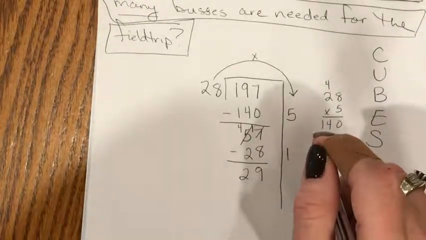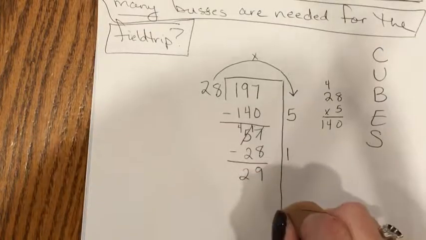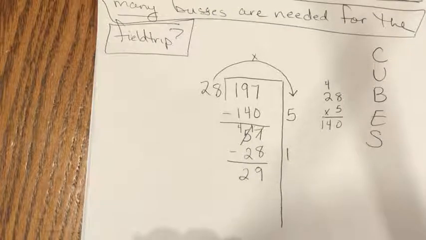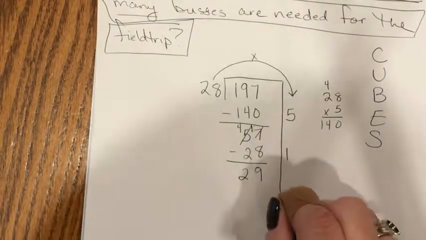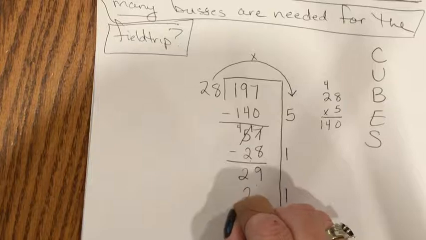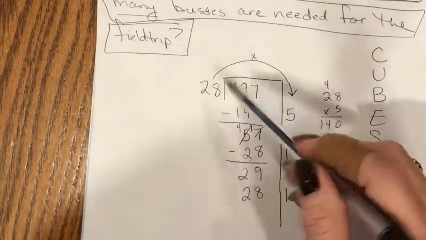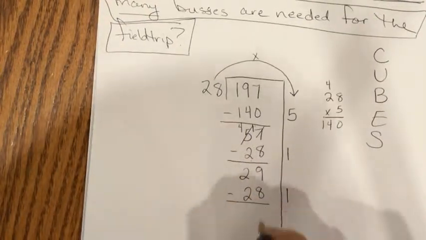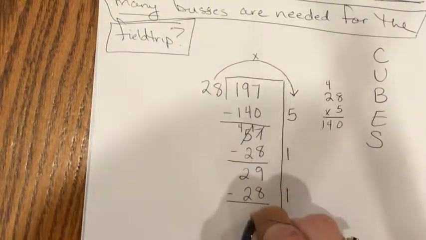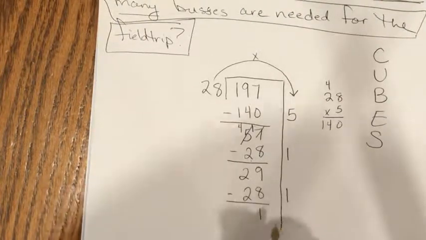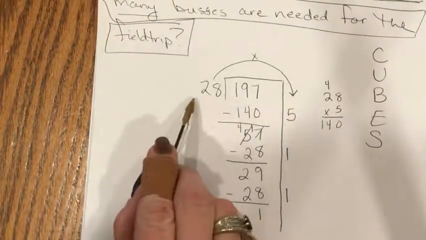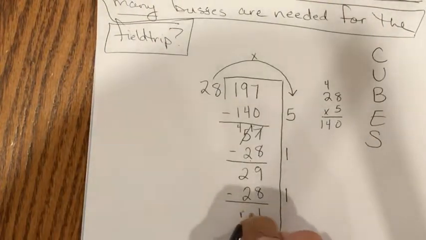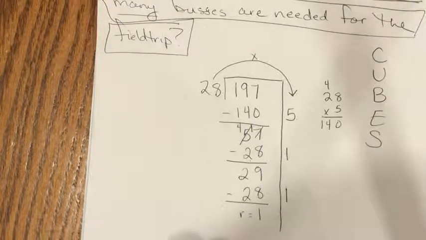So we think to ourselves, what can I multiply 28 times that's going to give me a number that's close to 29 without going over? Well, 28 times 1 we know is just 28, so we're going to do 1 again. And there's our 28. Now remember this whole process up here, 28 times 1 equals 28. Subtract: 29 minus 28 equals 1. There we go. Check it out. 1 is less than 28, so this is going to be our remainder 1.